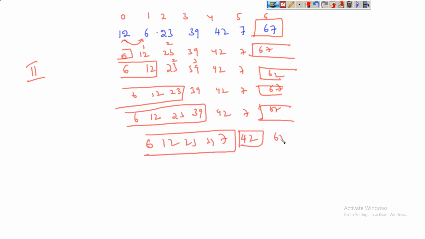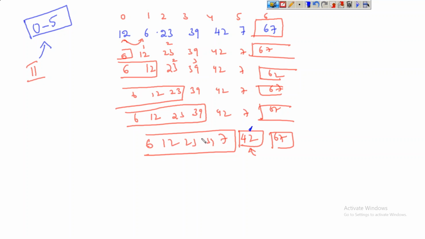So by the end of the second iteration, what did we get? 67 already got sorted, and now 42 also got sorted. Where did we start our process, and where did we end it? We started with 0 and ended with index 5. That was the second iteration. Clear, guys? So the second element got sorted.